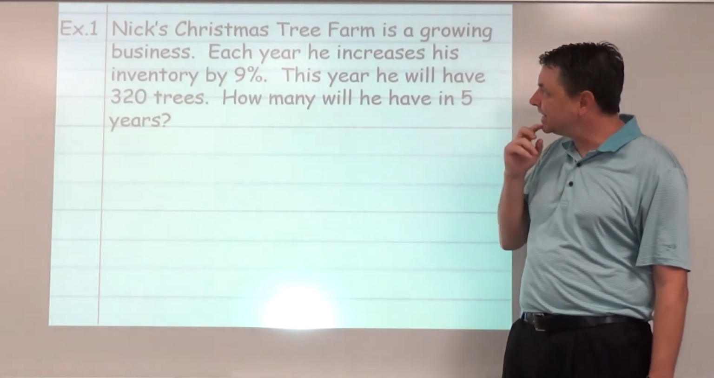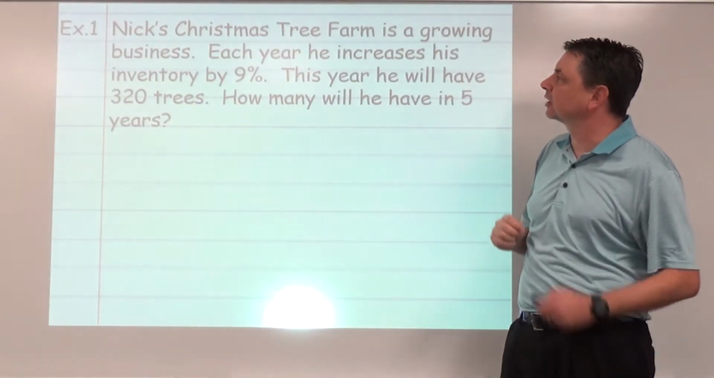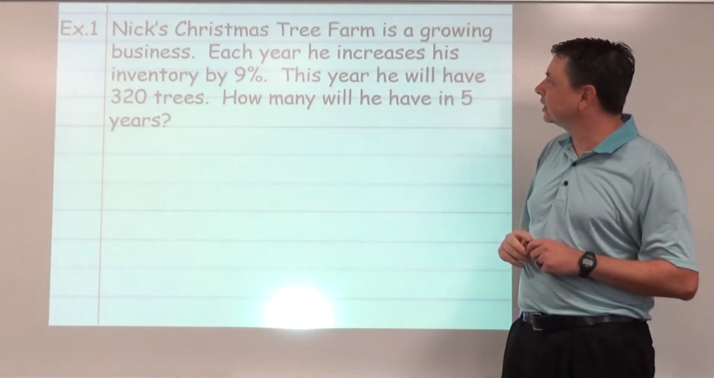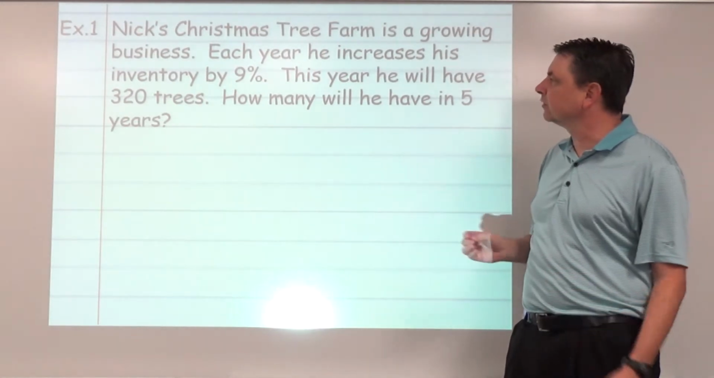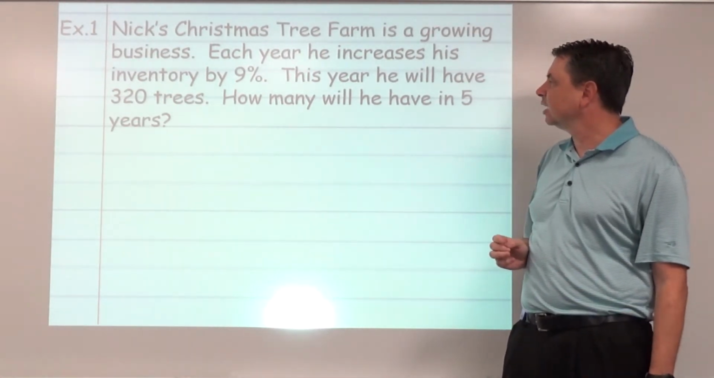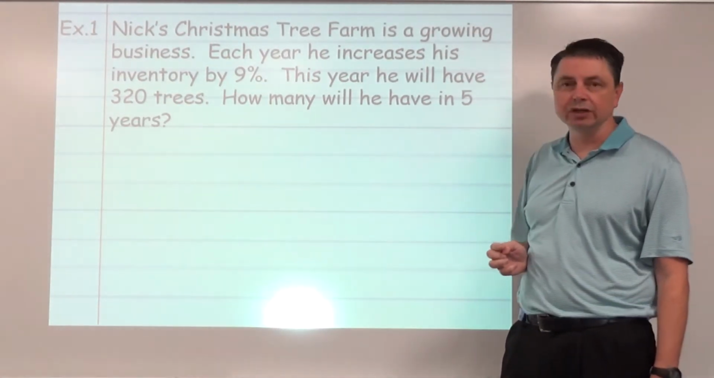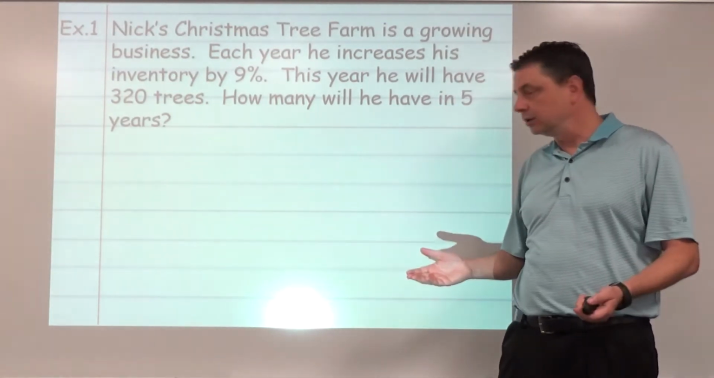Example number 1, Nick's Christmas tree farm is going to be a growing business. Each year he increases his inventory by 9%. This year he will have 320 trees. How many will he have in 5 years? Let's set up the model.